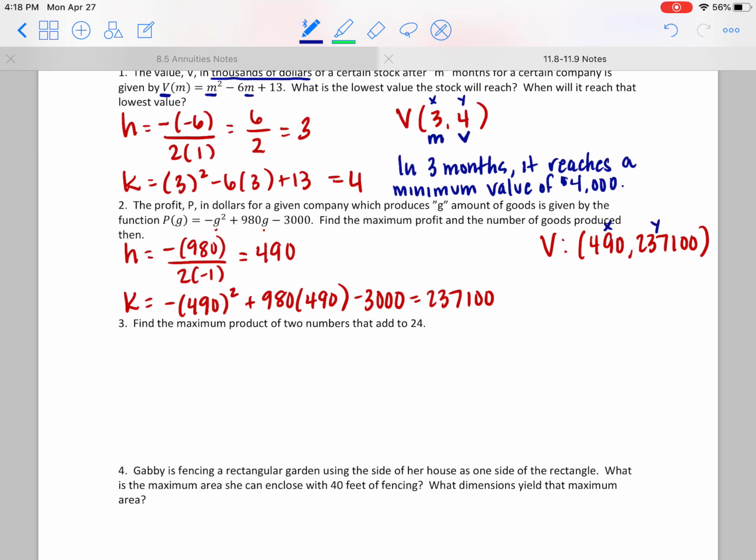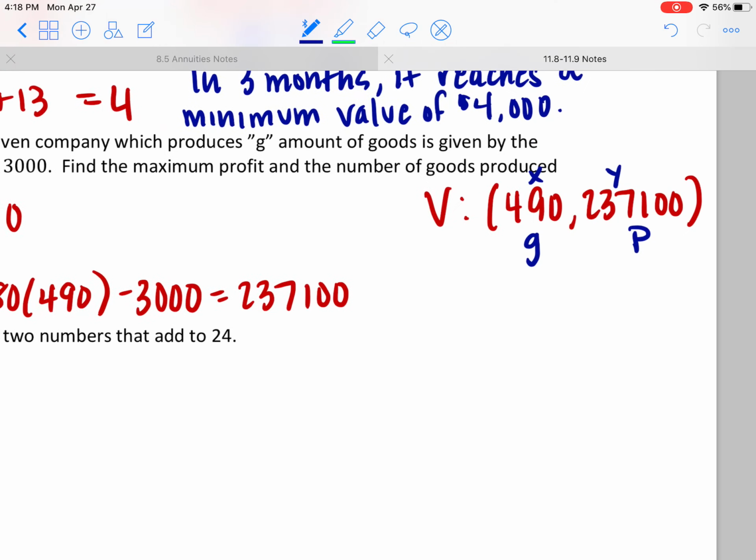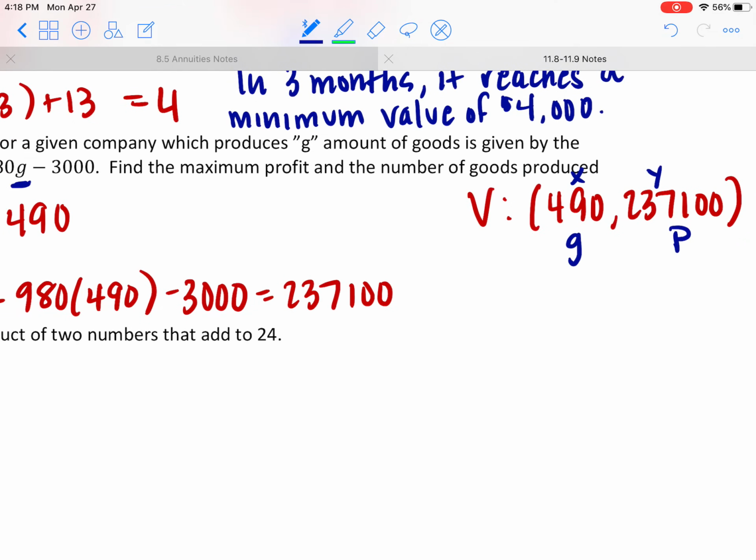237,100. So our vertex is at 490 and 237,100. Now again, it's just interpreting the vertex. Normally this would represent just a point with an x value and a y value, but there's context here. In place of x's, we have g's. So this is a value for g, and in place of where we normally have a y, we have p, so this is a p value.